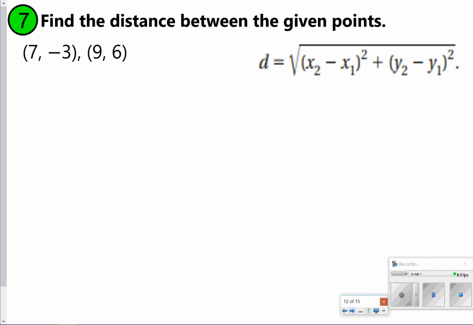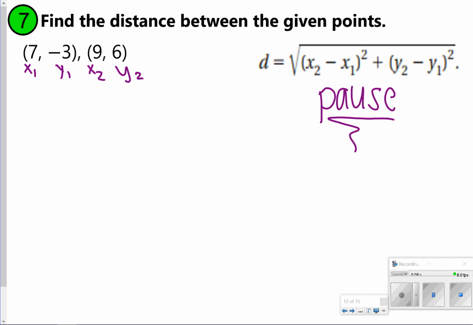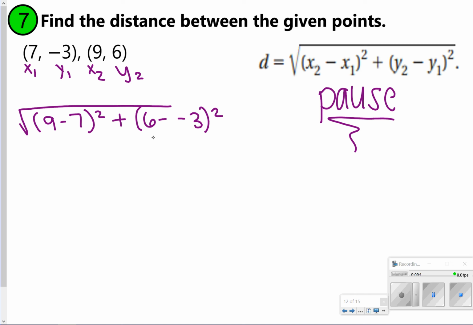Here's number 7. Again, go ahead and try this one. Let's pause the video here, try it, and then once you're done, click play to check your work. Alright, so we have x1 and y1, x2 and y2. It's so important that you label those, okay? In your distance formula, we're going to do x2 minus x1 first, so 9 minus 7 squared plus 6 minus negative 3 squared. Again, 6 minus negative 3 actually means 6 plus positive 3. 9 minus 7 is going to give me 2, so that first one will be 2 squared. And then 6 minus negative 3, or 6 plus 3, will be 9 squared.